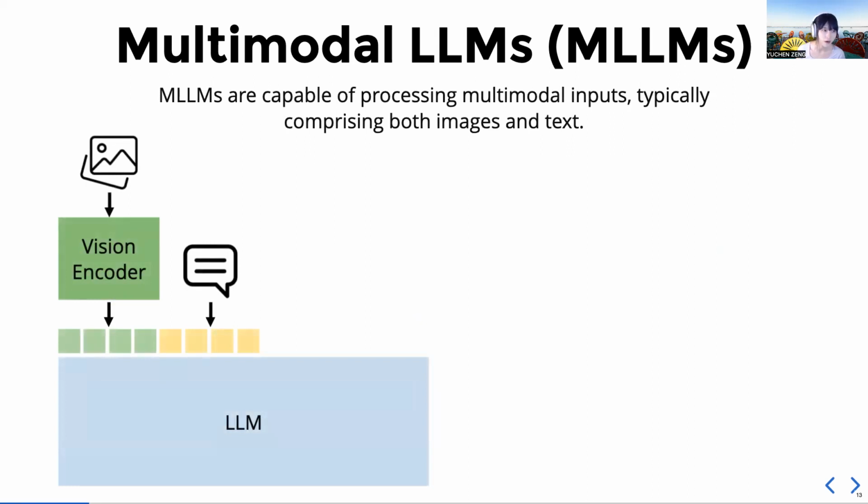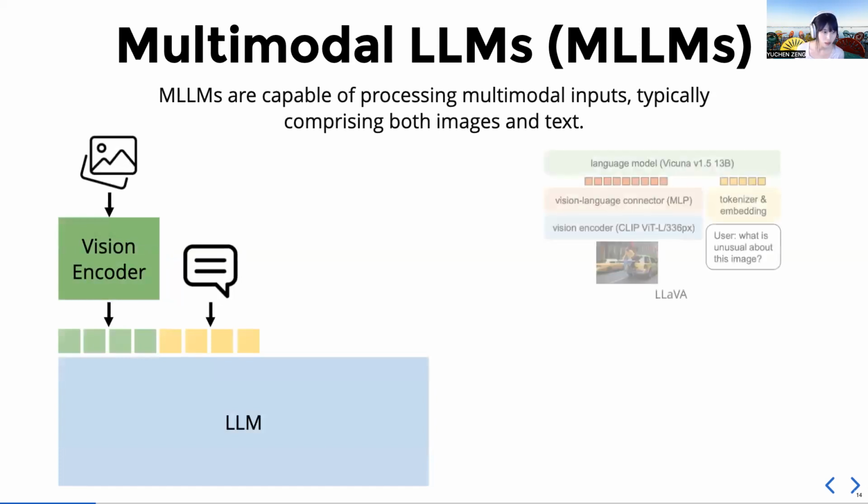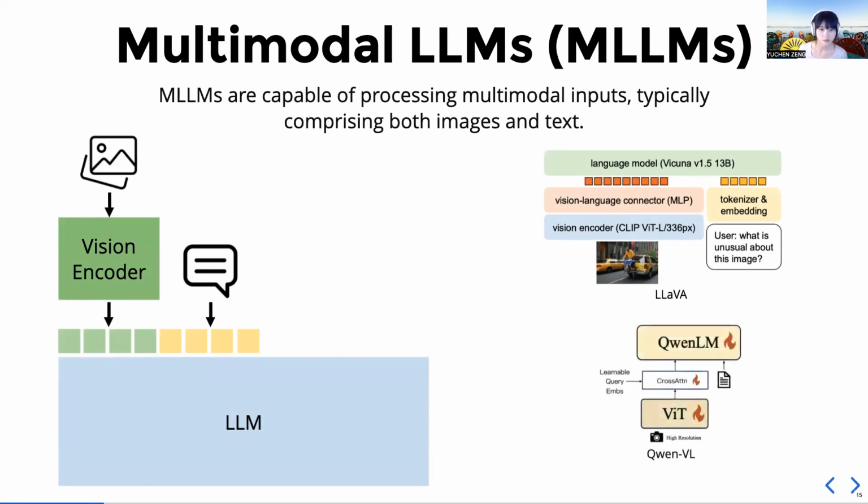The way MLMs process multimodal inputs is very easy. For images, they usually use an additional visual encoder to encode the images into visual tokens, and we concatenate them with the text tokens. We can concatenate them together and use them as the input of the LLM. Many popular MLMs use this structure, like LLaVA and Qwen.